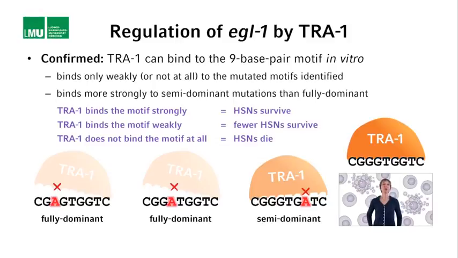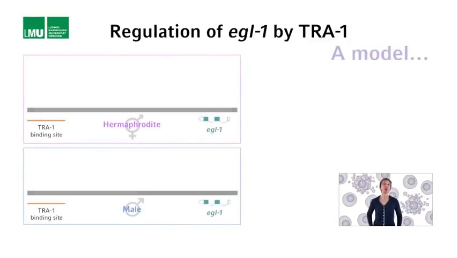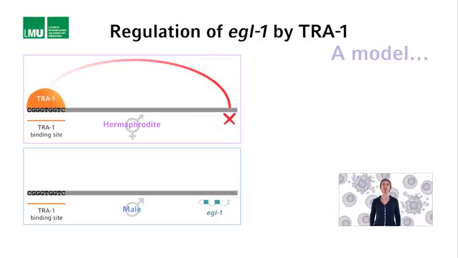For this reason, we put forward the following model of how TRA1 controls EGA1 transcription in the HSN neurons. In hermaphrodites, the level of TRA1 activity is high. For this reason, TRA1 binds to the TRA1 binding site downstream of the EGA1 transcription unit, thereby repressing EGA1 transcription in the HSNs. Consequently, the HSNs survive in hermaphrodites.